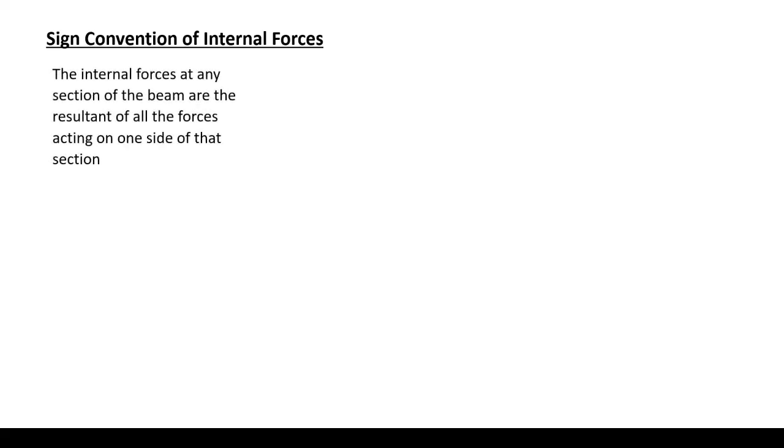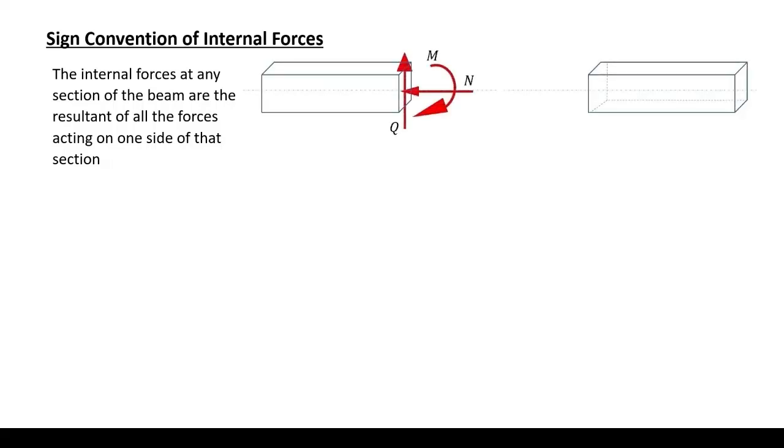Sign convention of internal forces. The internal forces at any section of the beam are the resultant of all forces acting on one side of that section. So, our normal force here is the resultant of all forces in the same direction acting on the left part.